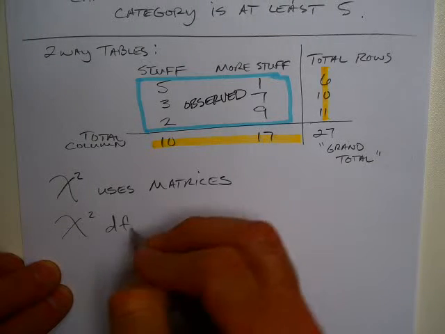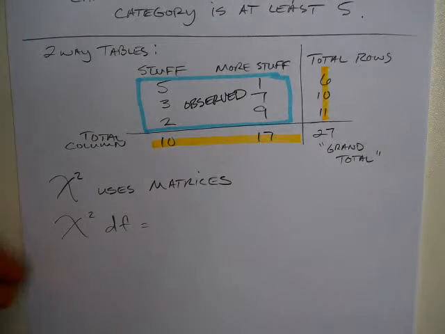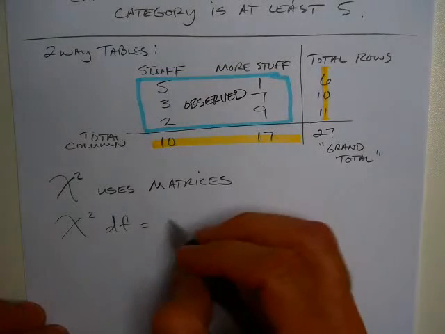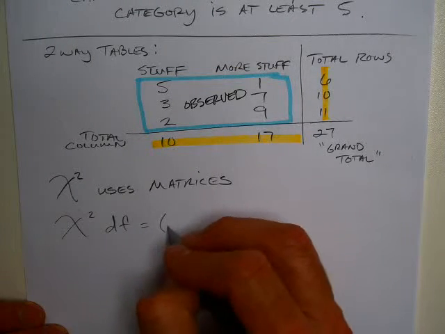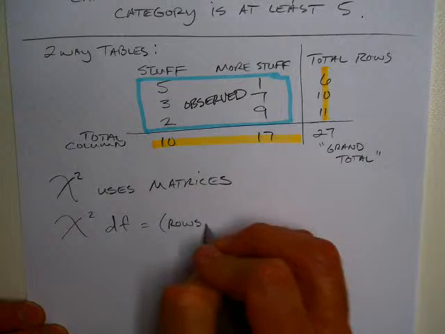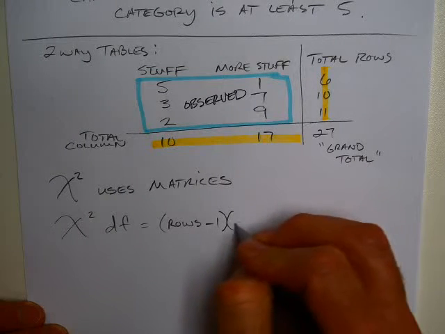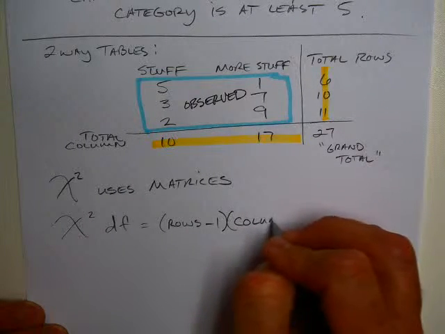Chi-squared degrees of freedom also comes into play, but what's going on now is that instead of having two columns, which is goodness of fit, we've got as many columns and rows as we want. That's what chi-square does. It allows you to do any number of columns and rows. So degrees of freedom then becomes rows minus 1 times columns minus 1.